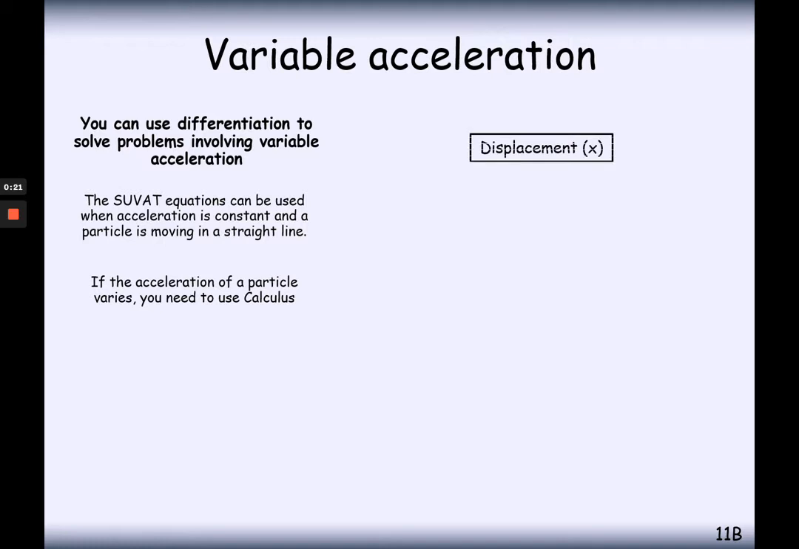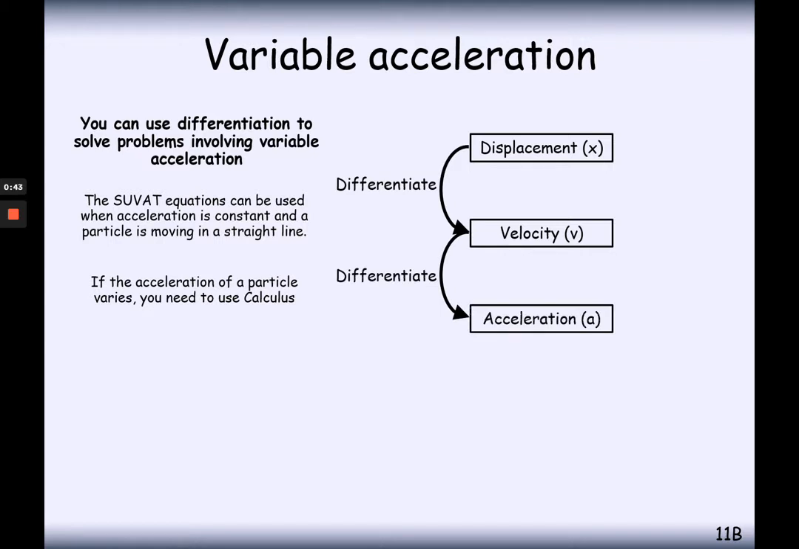calculus. So if we start off with our displacement, we know that differentiation always gives you a rate of change, and the rate of change of displacement is always your velocity. So if we differentiate our displacement, we'll get a velocity formula. And similarly, if you differentiate your velocity formula again, you get the rate of change of velocity, which is going to be your acceleration. So we have a way of getting from a formula for displacement to velocity to acceleration.